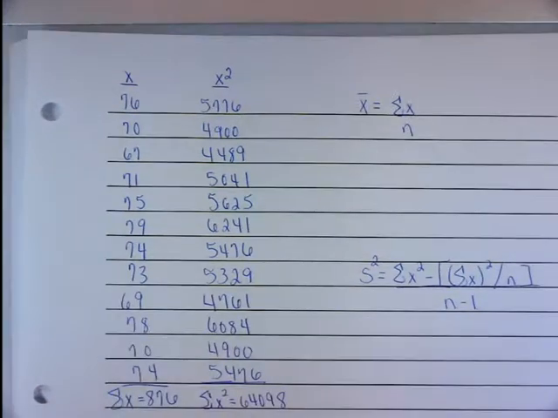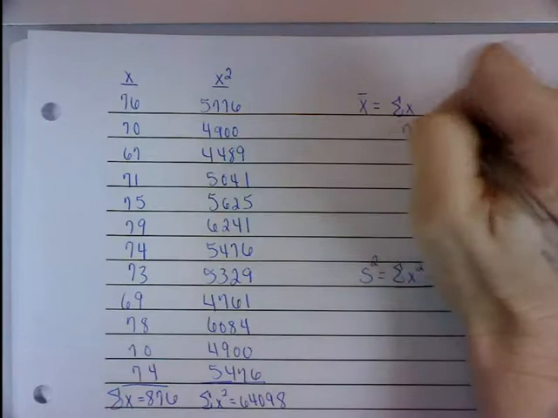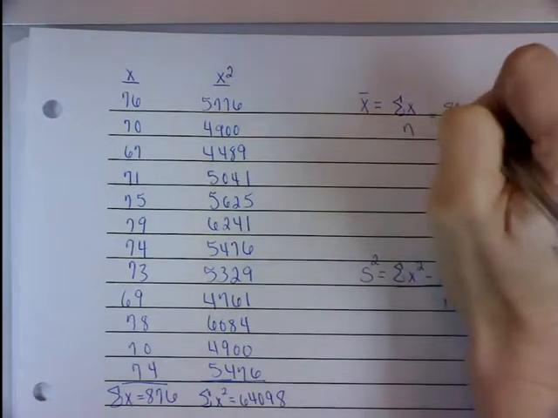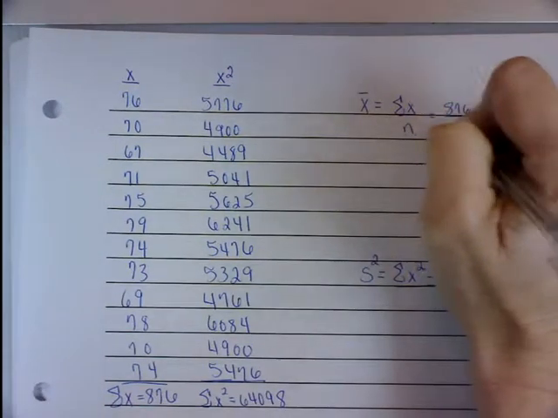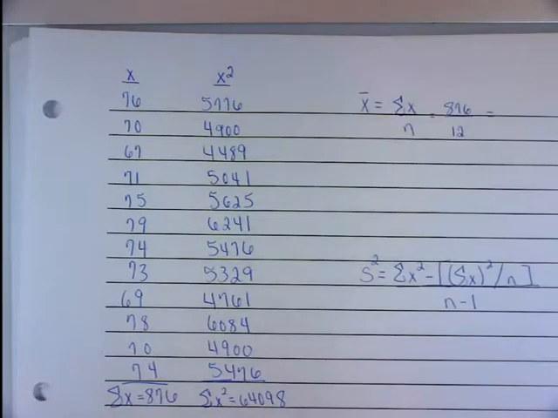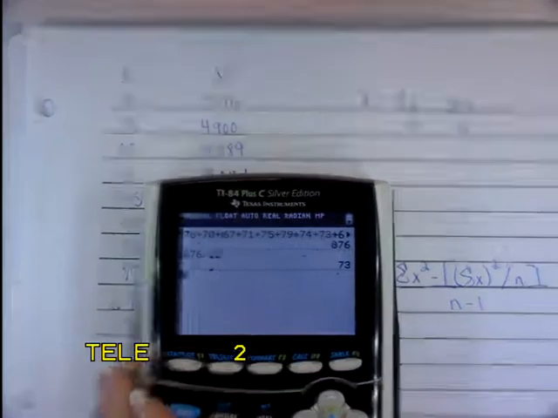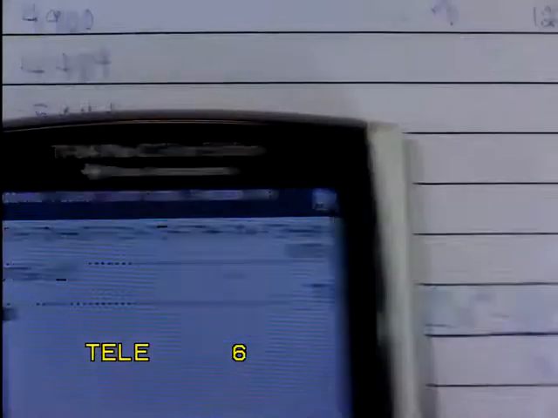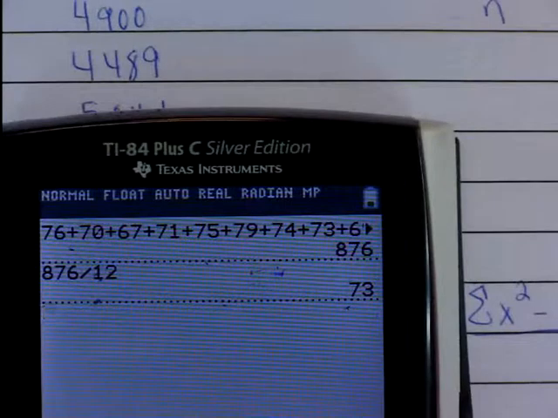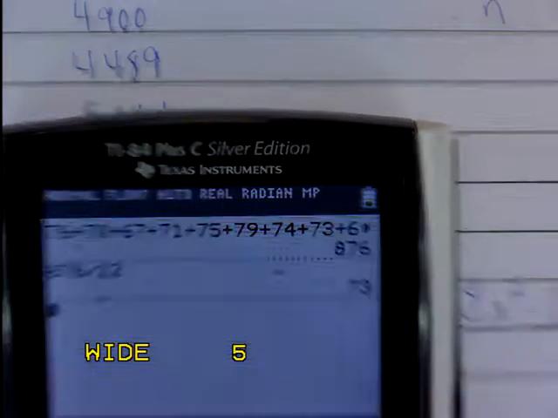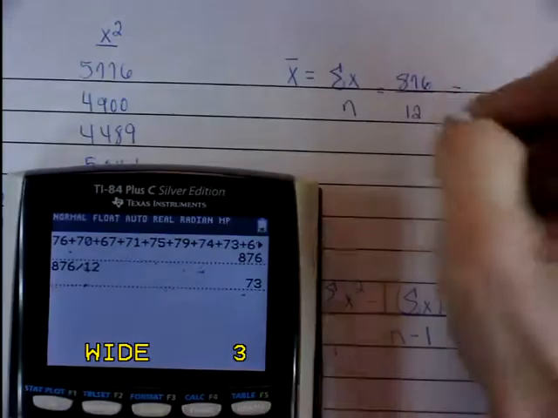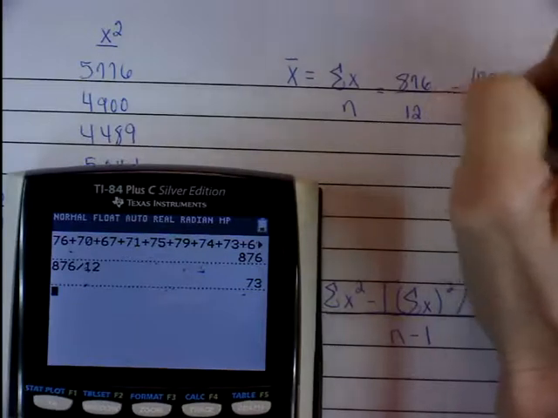Therefore, the mean by hand is going to be the 876 divided by the 12 golfers, and 876 divided by 12 is exactly 73. The sample mean score of the 12 golfers is a score of 73. X bar is 73. Exactly, no rounding necessary.